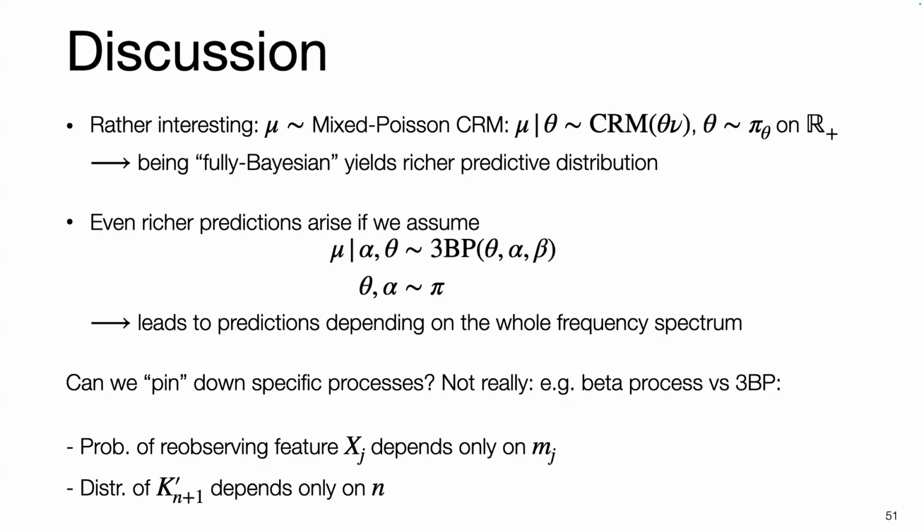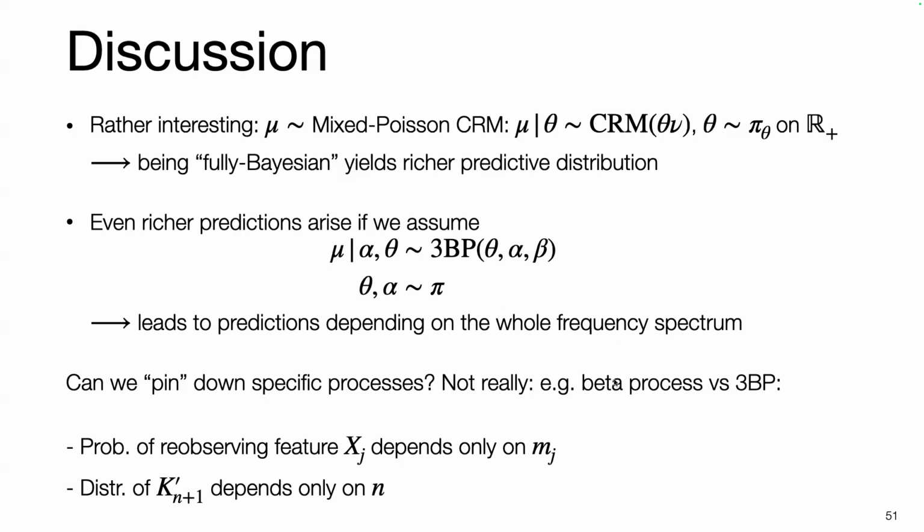And so what happens is, what if we want to pin down specific processes? Can we start investigating also what happens on the probability of reobserving old features in order to aid in trimming down this characterization? Well, this turns out to be impossible.